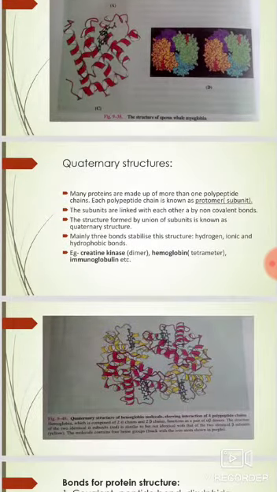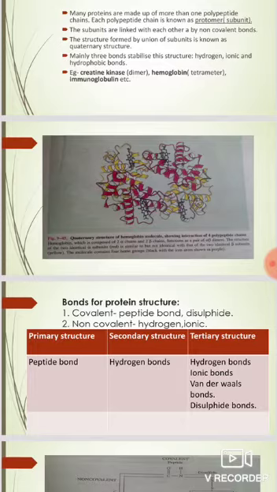Quaternary structure. Many proteins are made up of more than one polypeptide chain. Each polypeptide chain is known as protomer or subunit. The subunits are linked with each other by non-covalent bonds. The structure formed by fusion of subunits is known as quaternary structure. Mainly, three bonds stabilize this structure: hydrogen bond, ionic bond, and the hydrophobic bonds. Example is creatine kinase, which is dimer in structure, hemoglobin, which is tetramer in structure, and immunoglobulin. This is a figure of hemoglobin.